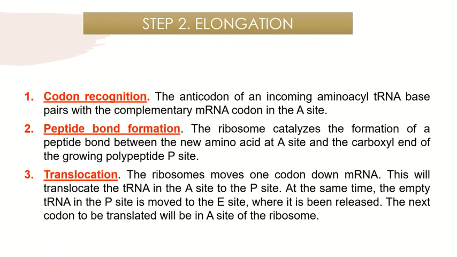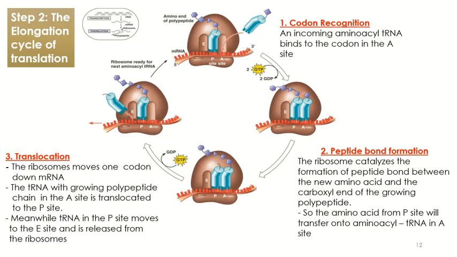For the elongation part, we can divide this stage into codon recognition, peptide bond formation, and translocation. The elongation cycle of translation will continue after you have initiated the translation. Here, let's have a look at the ribosome subunits at the upper side of the slide. We have a smaller subunit, a larger subunit, and the E, P, and A sites. Notice that at the P site, there's already a tRNA containing 4 amino acids.